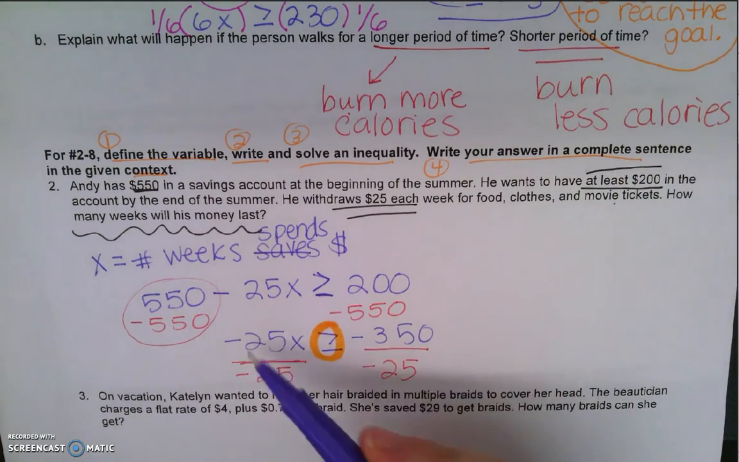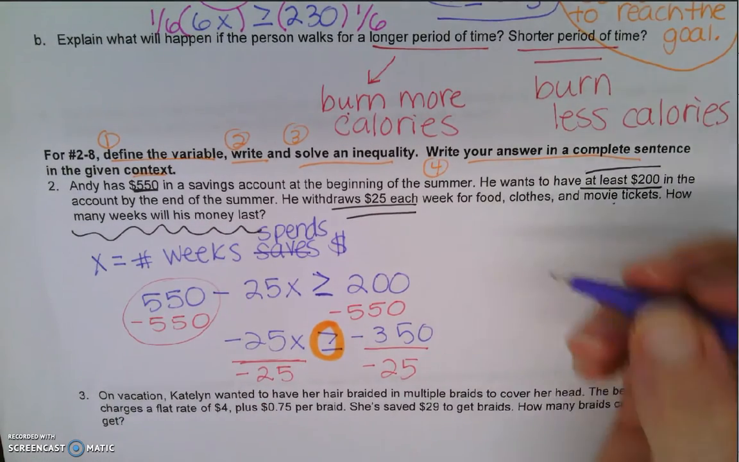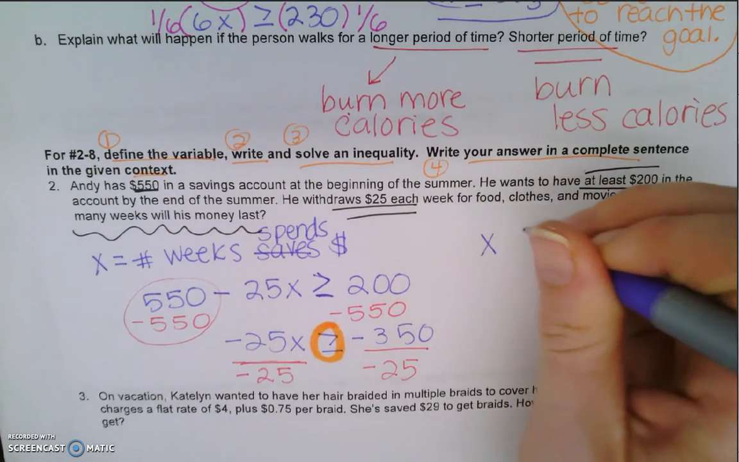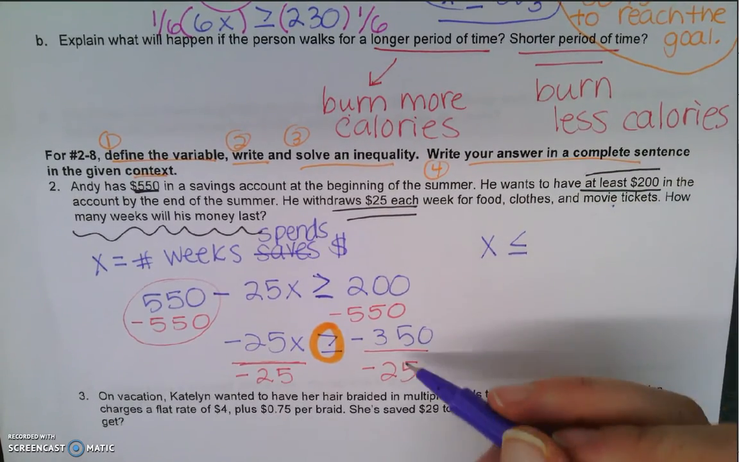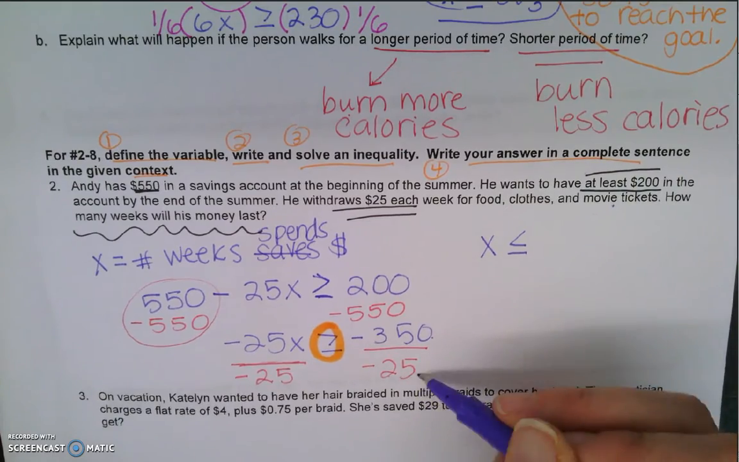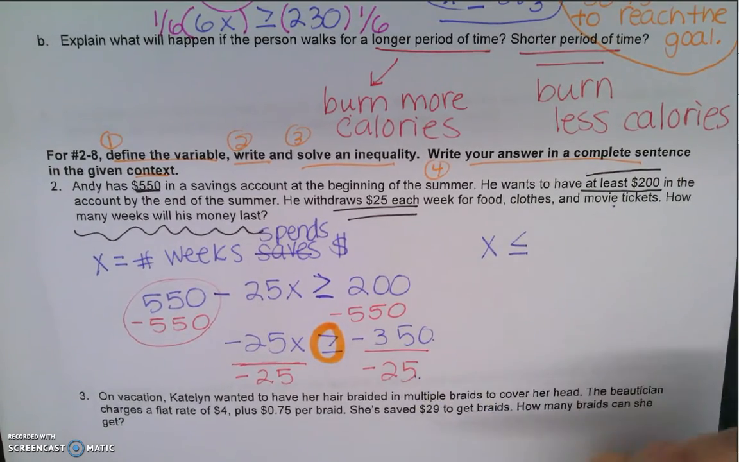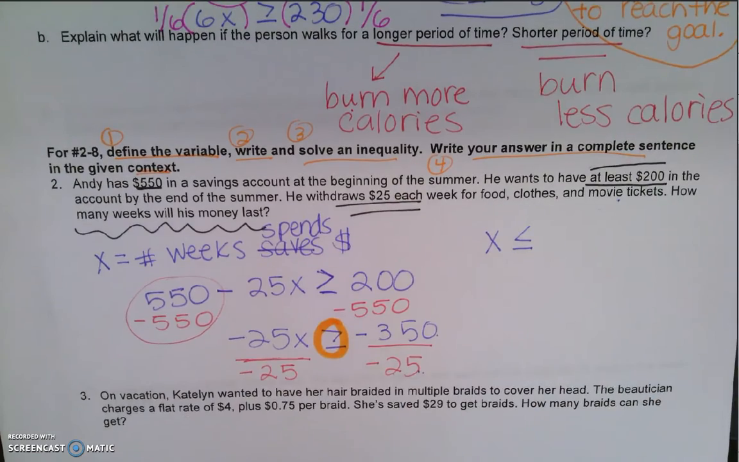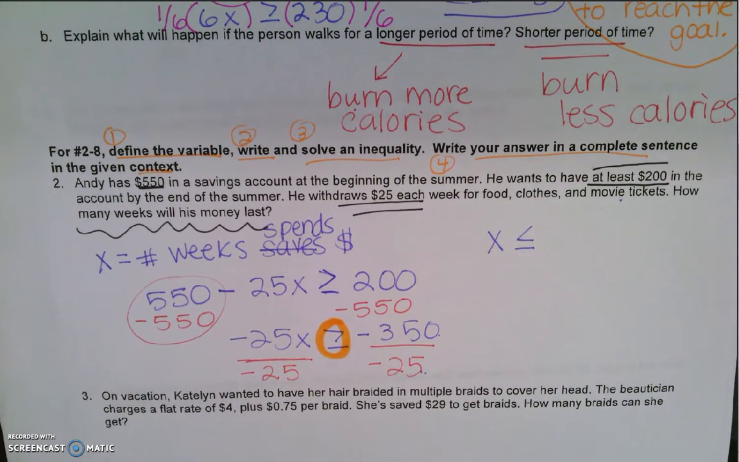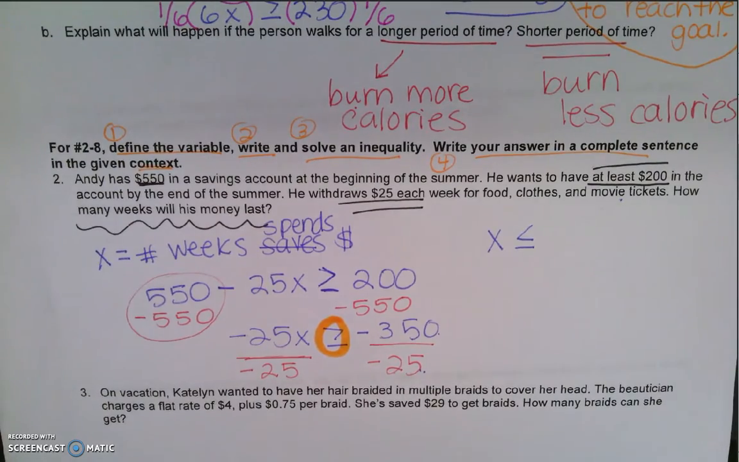Negative by negative is a positive, so we have x, flip your inequality symbol, is less than or equal to, and what's 350 divided by 25? Well, 25 goes into 100 4 times, and we have 350. So that's 3 groups of 4 and then an extra 2, which gets you 14.